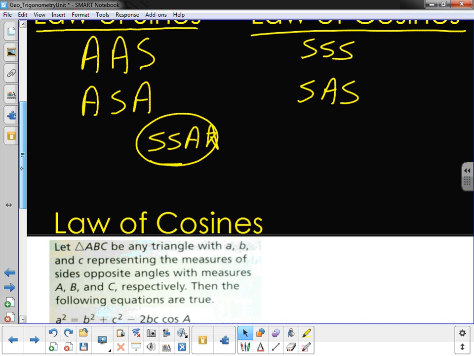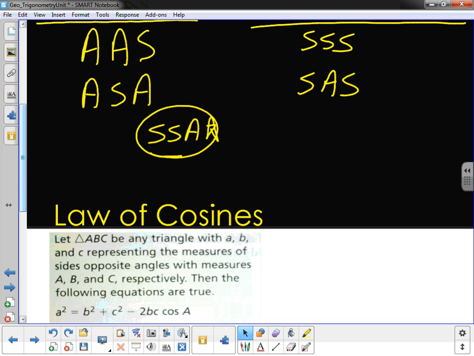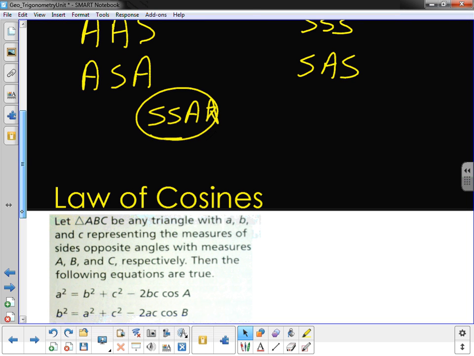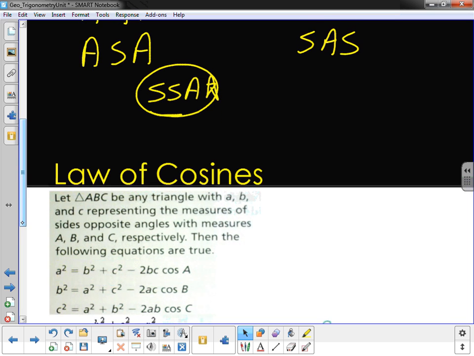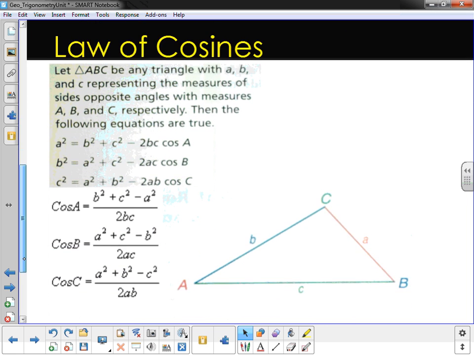Check these equations out. a squared equals b squared plus c squared minus 2bc times the cosine of A. Likewise, b squared would equal a squared plus c squared minus 2ac cosine of B, as well as c squared would equal a squared plus b squared minus 2ab cosine C. Now, if we take each one of those equations and solve for the cosine of C or the cosine of B or the cosine of A, we would get these other equations.